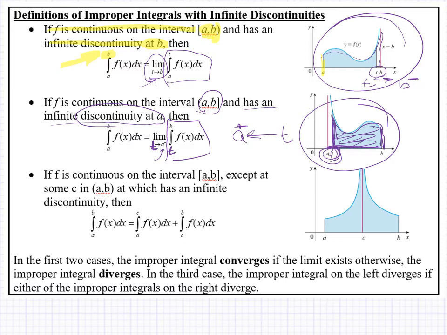Third scenario is that the discontinuity is inside the interval. So we have a vertical asymptote inside the interval. So we're working with the function from a to b. It's continuous everywhere in a to b except somewhere inside, we'll call c.